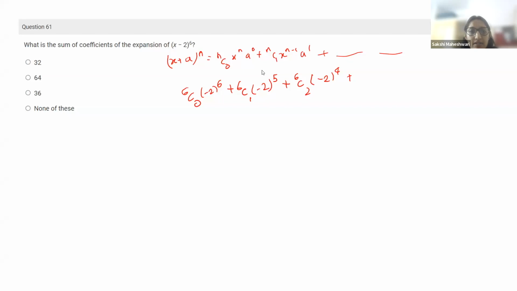2 to the power n will be needed, and the rest also you need to solve. This 62, 61, all of this also you will have to solve.